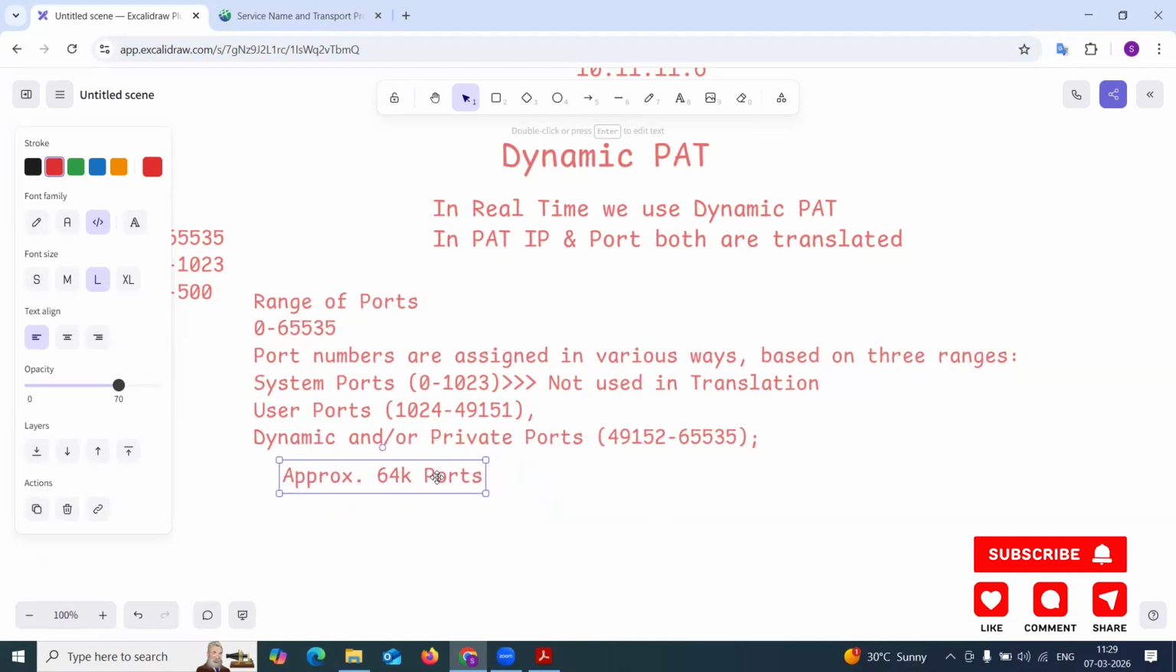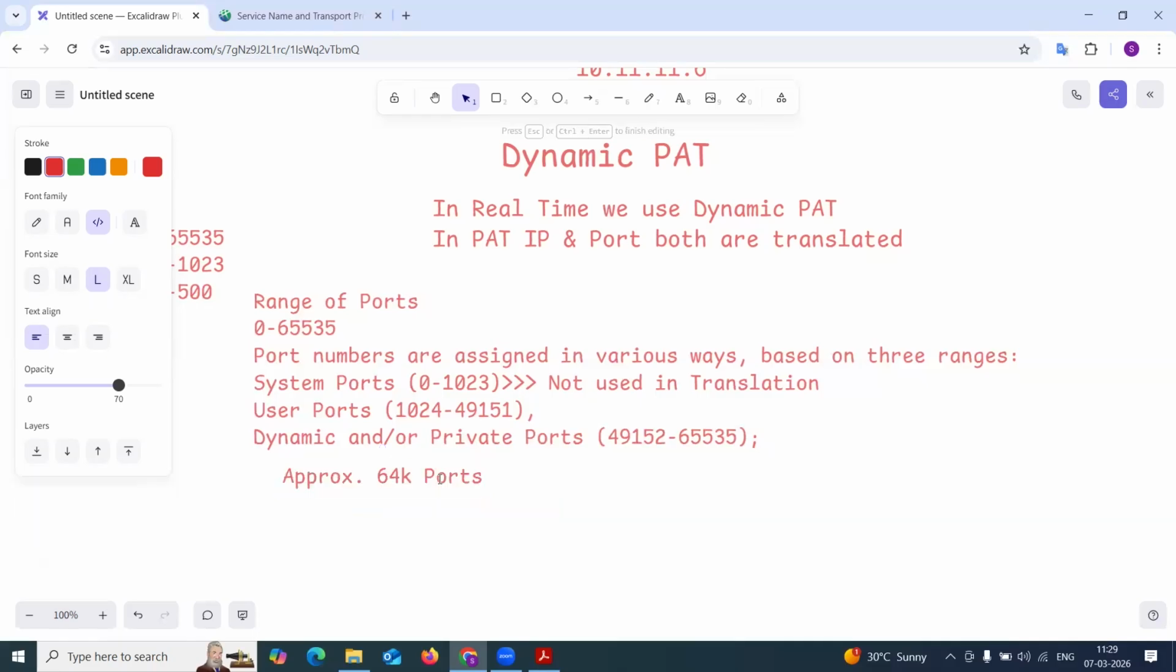64K port numbers. So with one public IP, how many port numbers can be used? 64K. That's the answer. With one public IP, approximately 64K ports can be used. That's the answer.